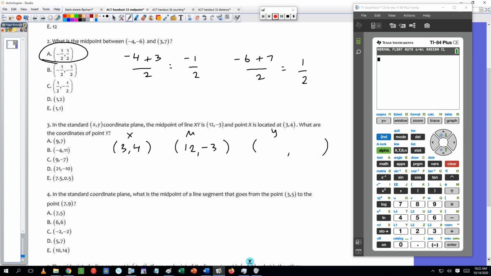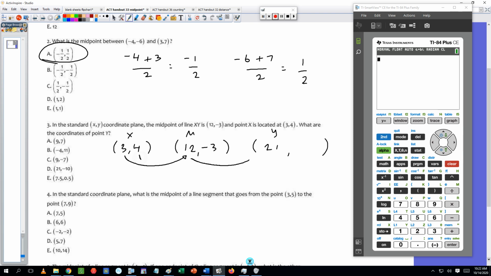And here's how I would want you to do it. If you're at 3 and you go to the middle of something and that's at 12, that means you went up 9. If you continue to go up 9, that's going to put 12 in the middle of 2 numbers. So 12 plus 9 is 21. 12 is in between 3 and 21.